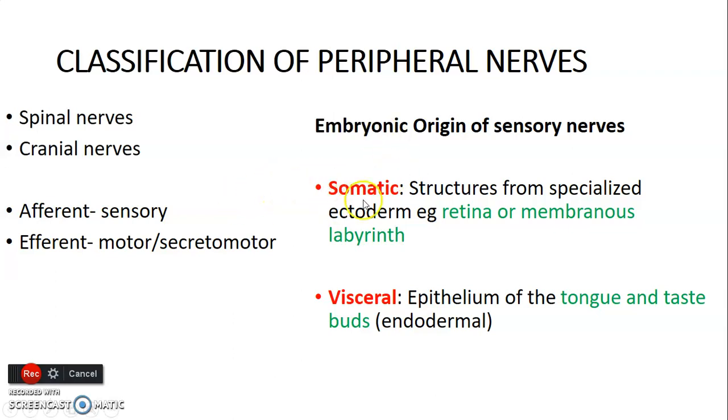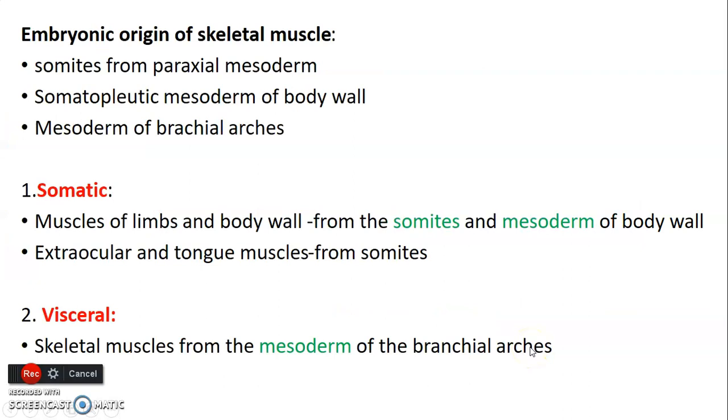So you have somatic, where structures are actually from specialized ectoderm, such as the retina and membranous labyrinth. Then we also have sensory nerves that are from the visceral part, that's the epithelium of the tongue and taste buds. So that's endodermal. So the somatic are ectodermal and the visceral are endodermal. So for the embryonic origin of skeletal muscle, you also need to understand that the skeletal muscles in the body come from three sources. You have the somites from the paraxial mesoderm, then there's also the somatopleuric mesoderm of the body wall, and the mesoderm of the branchial arches or the pharyngeal arches.